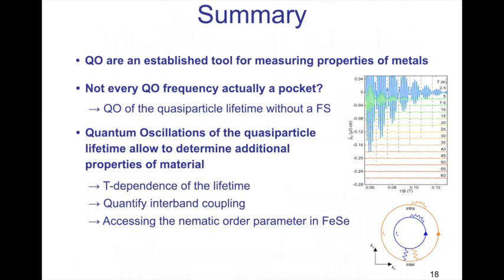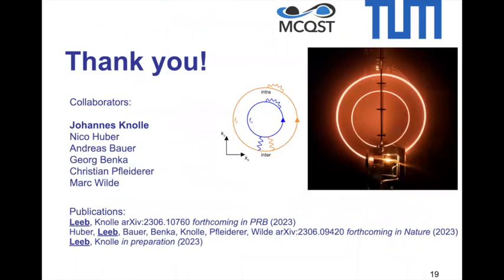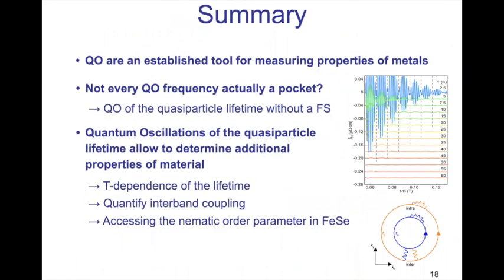With that, let me come to my summary. Quantum oscillations remain an established tool for measuring properties of metals. However, we have to be careful. Not every quantum oscillation frequency we can observe actually has an underlying semi-classical path, an underlying Fermi surface. There are quantum oscillations of the quasi-particle lifetime, which can happen in your system just because of scattering. Nevertheless, these quantum oscillations of the quasi-particle lifetime allow you to determine additional properties of your material.